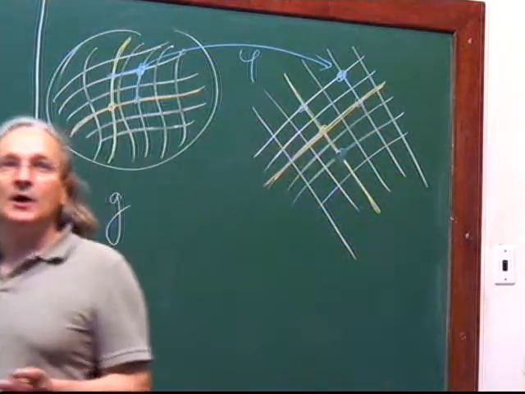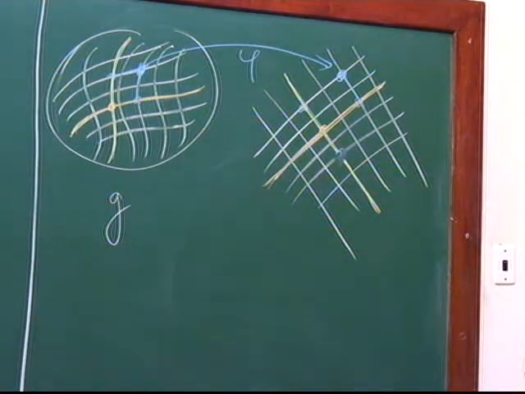In other words, you choose the image of two leaves in any way, and you complete the picture by requiring that the map is sending foliations to foliations. And this is obvious to do.